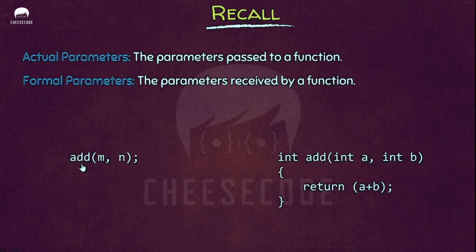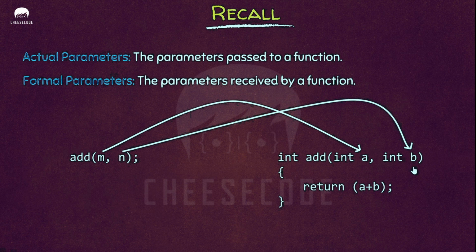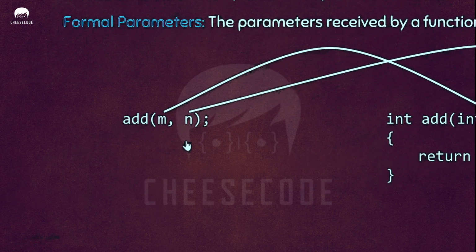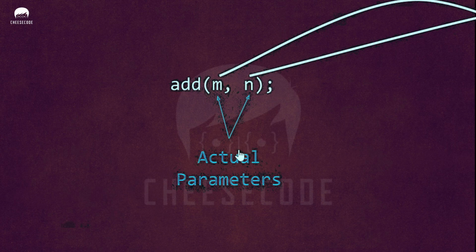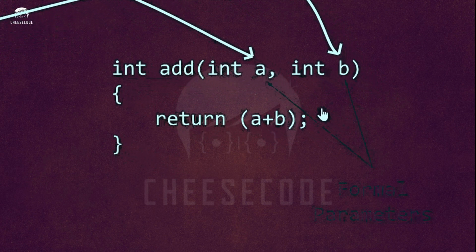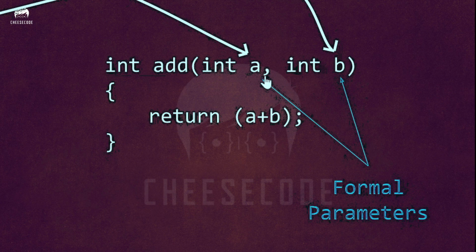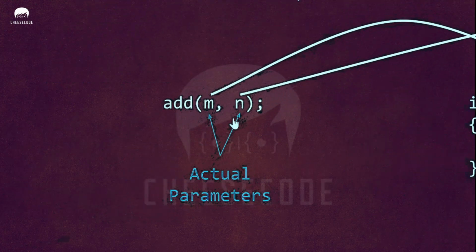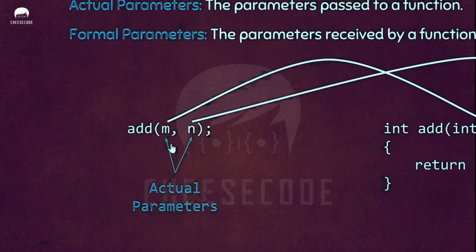When you're calling this function with m and n as the parameters, then the value of m will get passed to the variable a and the value of n will get passed to variable b. This is how it works. So these parameters are called actual parameters because these are the parameters passed to a function, and these are called formal parameters because these are the parameters received by a function. As they are receiving the values, they are called formal parameters, and they are sending the values, therefore they are called actual parameters.